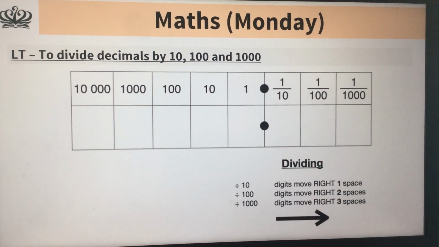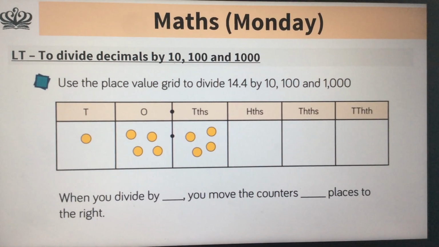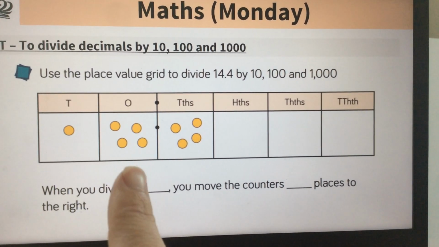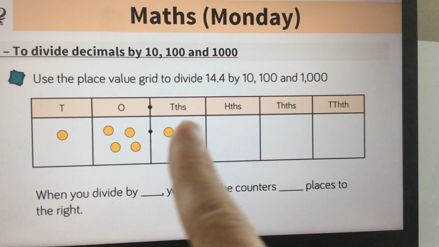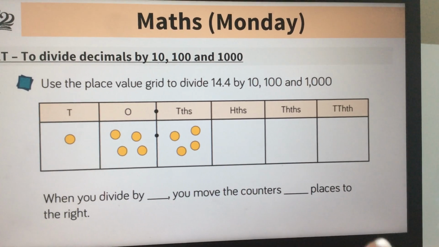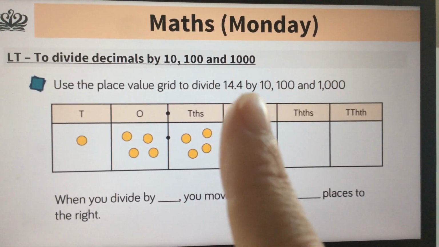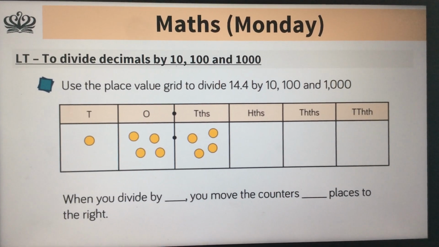Okay, so here we've got a nice place value chart with our number. We've got 1 ten, 4 ones, 4 tenths. So we've got 14.4. And we're going to look together at what happens to this decimal number when we divide it by 10, when we divide it by 100, and when we divide it by 1,000.